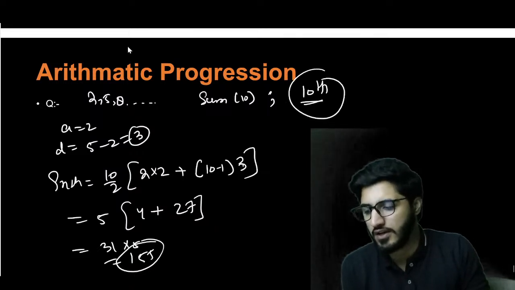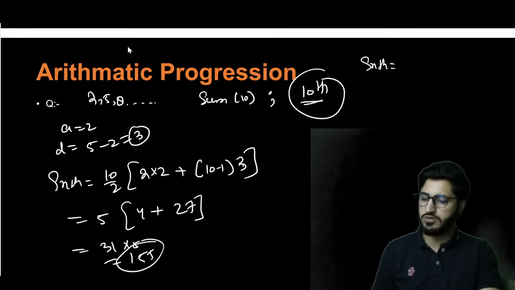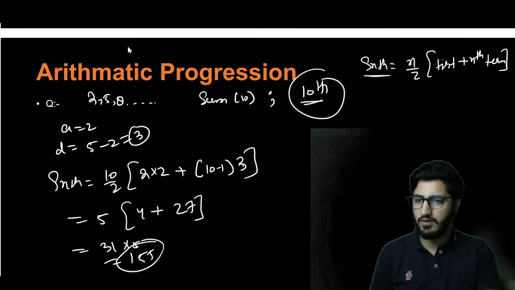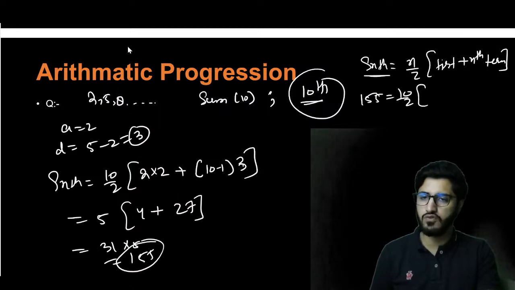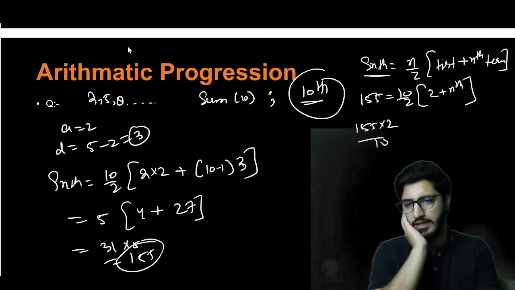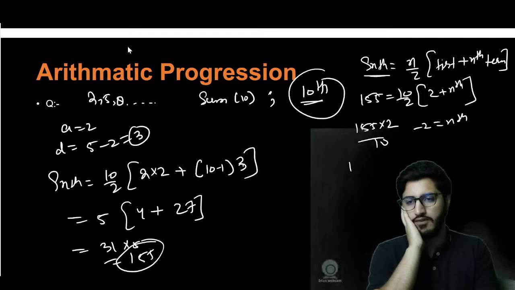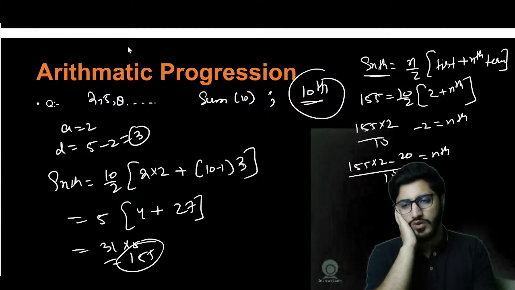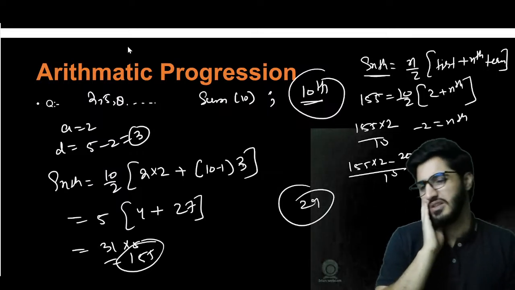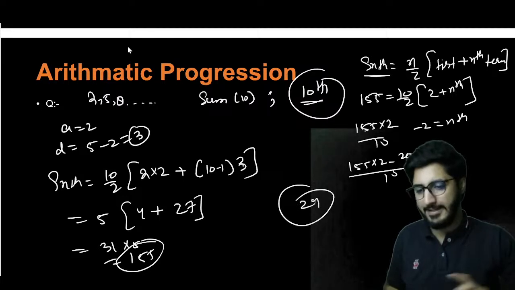Now if we want to find the 10th term, I use one more formula: Sn equals n by 2 times first term plus nth term. Sn is 155, n is 10 by 2, the first term is 2, plus the nth term. So 155 into 2 divided by 10, minus 2, equals the nth term. 155 into 2 is 310, divided by 10 is 31, minus 2, you will get 29. The value is 29. Okay.